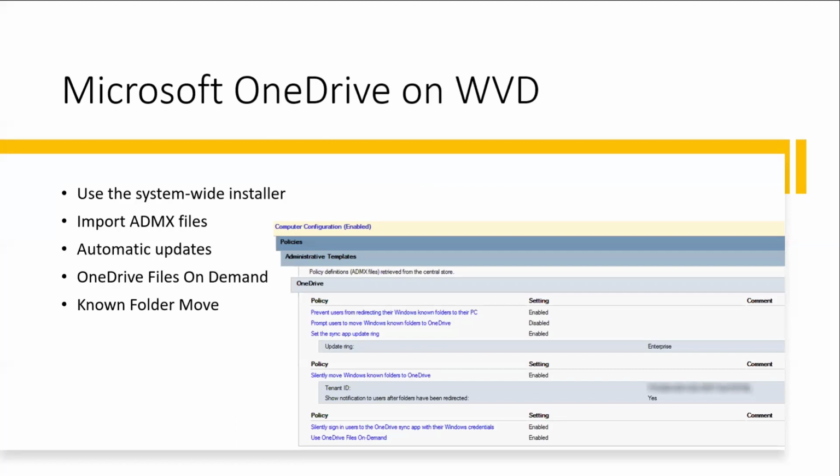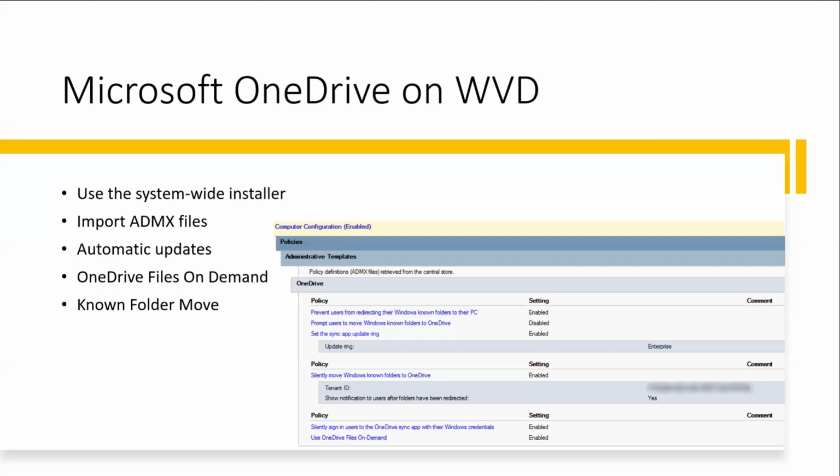Regarding the updates of OneDrive, there are two rings available. You will see the production ring, which will get new features and improvements sooner, and the deferred ring, also known as the enterprise ring, which will get the updates after they have been validated in the production ring.